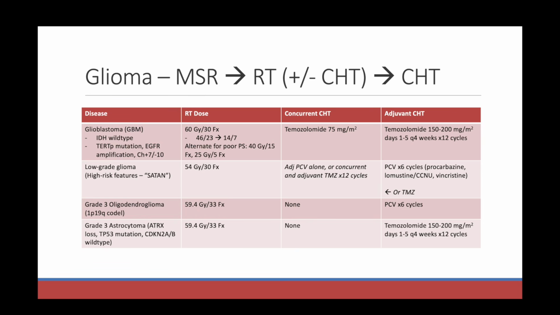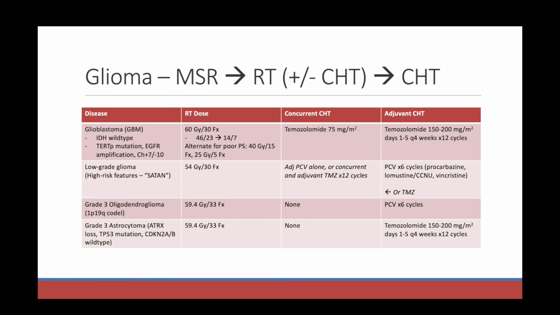So that's in a nutshell how we manage these things. I think GBM, they're going to get chemoradiation with temozolomide and then adjuvant chemo. Low-grade gliomas, typically radiation and then adjuvant PCV. Same with grade 3 oligodendrogliomas. And then grade 3 astrocytomas, there's data that they don't benefit from concurrent temozolomide, but they do benefit from adjuvant temozolomide. So I think the chemo regimens can be a little bit confusing.